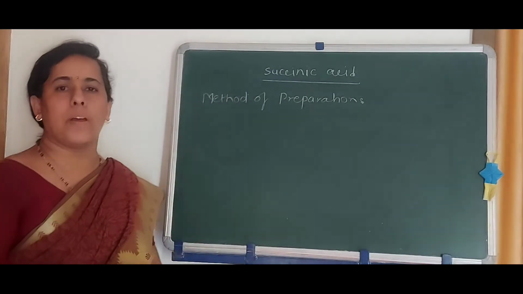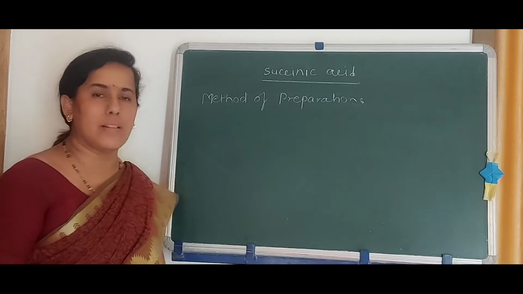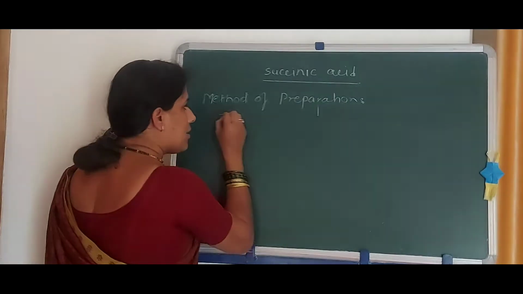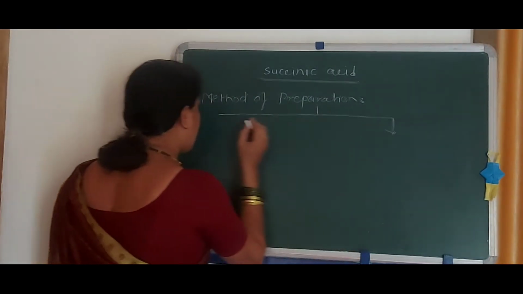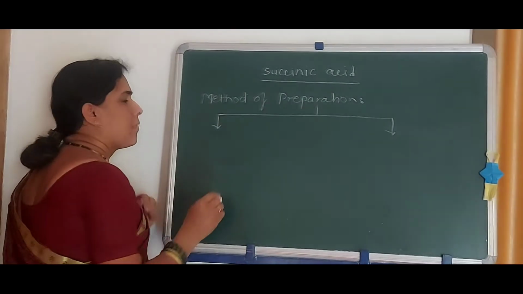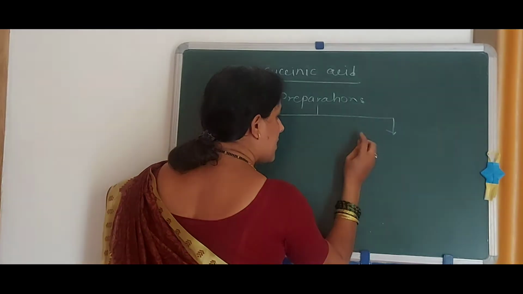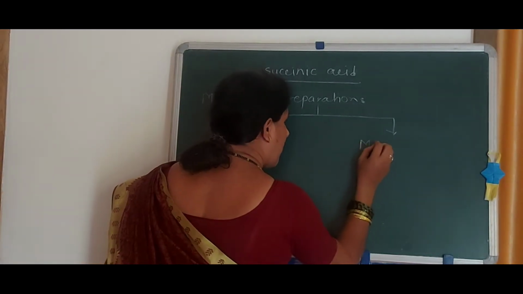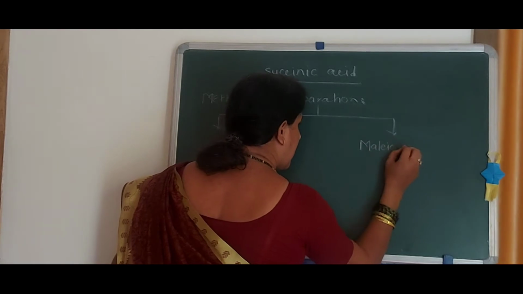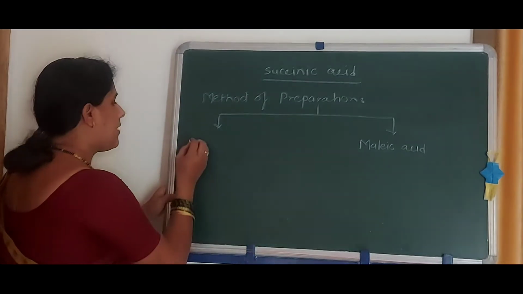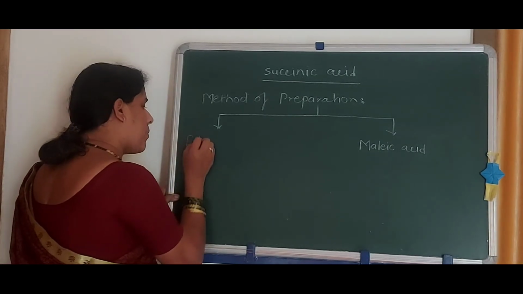As far as its chemical methods of preparation are concerned, there are two types of methods. The first is simple reduction of malic acid, and the second is from ethylene dibromide.